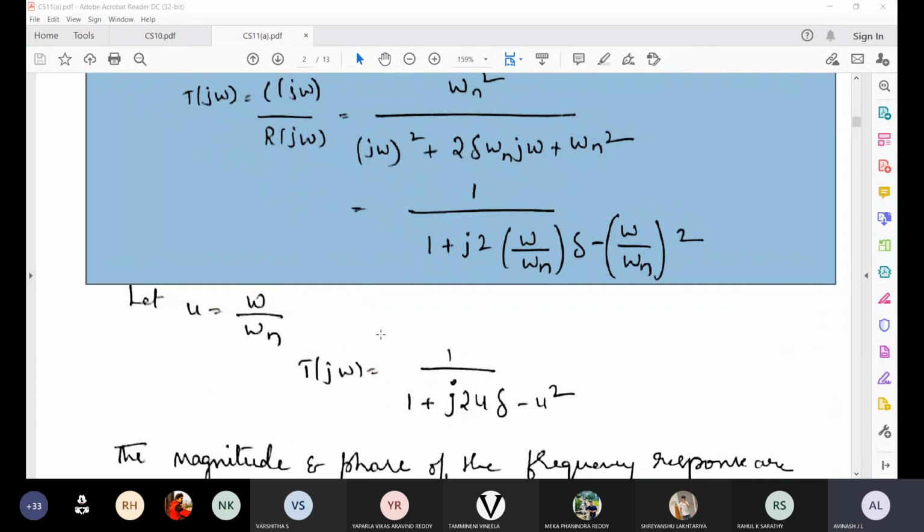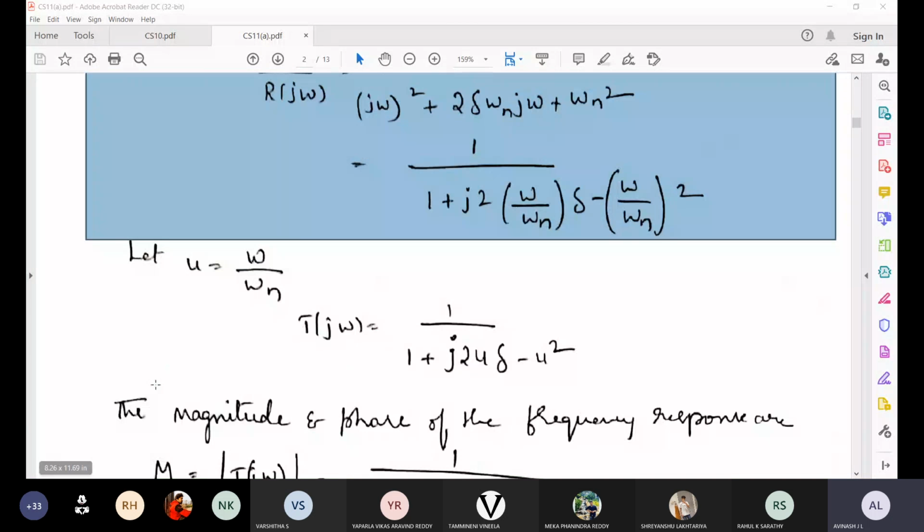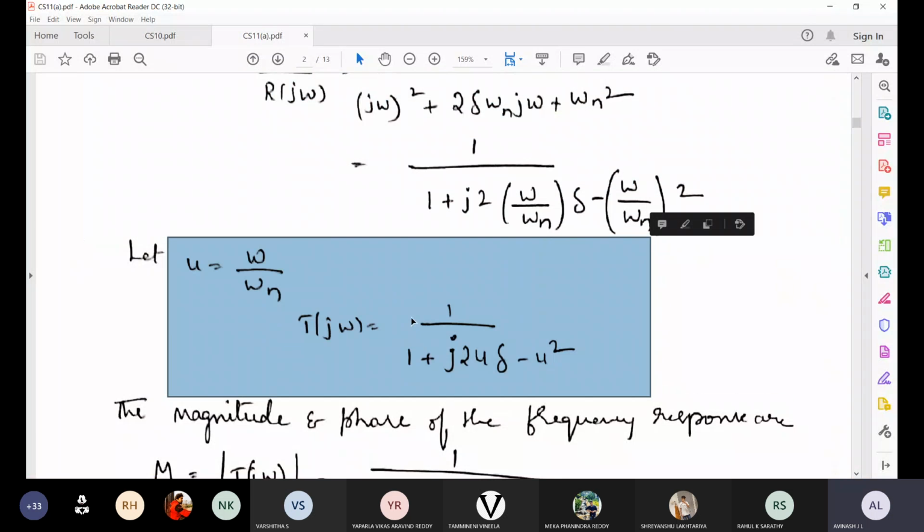Once you get this, you reframe the equation with respect to our required format. We take the angular frequency divided by the natural frequency, omega by omega n, and we'll consider that as u. Once we consider that as u, the equation will be formatted in this particular format. The equation will become like this. Please see to it.